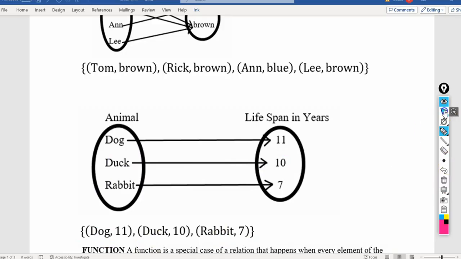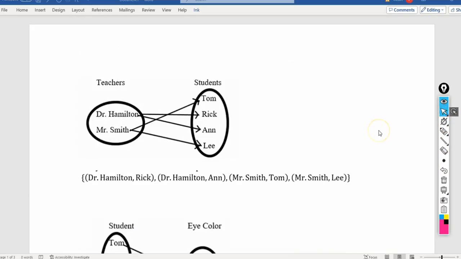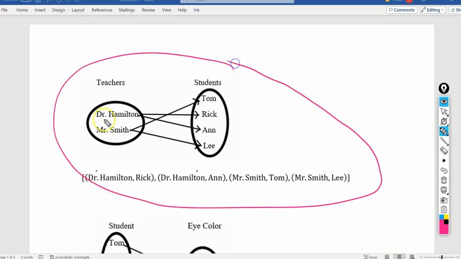Let's go back to that first example. Is this a function? And if we look at the pictorial representation, Dr. Hamilton is paired with more than one thing in the range. So this is not a function. Now, also, Mr. Smith is paired with more than one thing in the range. But once you find where it breaks the rule once, you don't have to look any further.